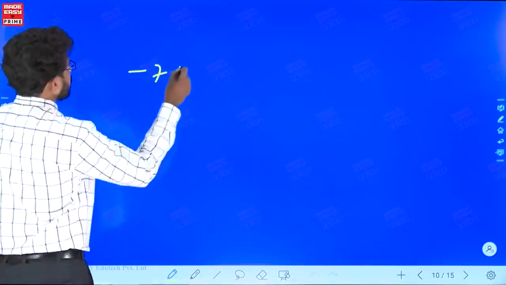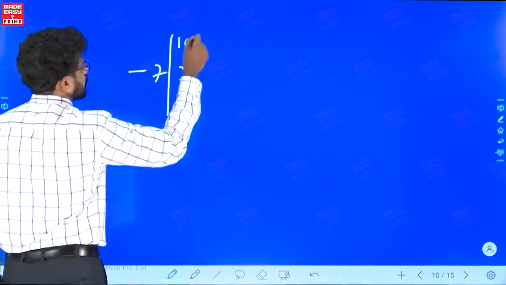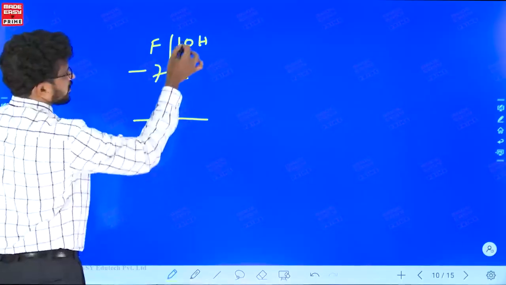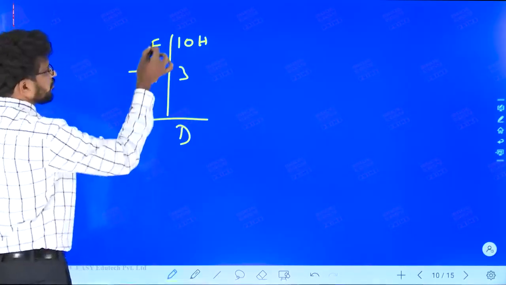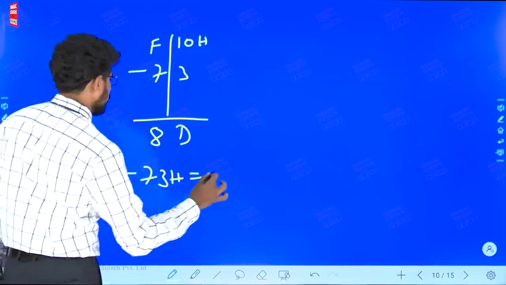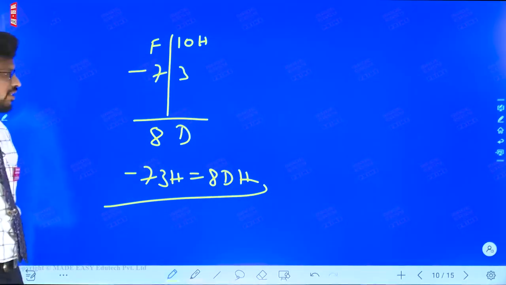So minus 73, one simple shortcut to find out the negative of the value. Subtract the first digit from 16, the second digit from 15. You will get 16 minus 3, 13, which is D, and 15 minus 7, that is 8. So minus 73 is equal to 8D. So that is how we can solve the subtraction.